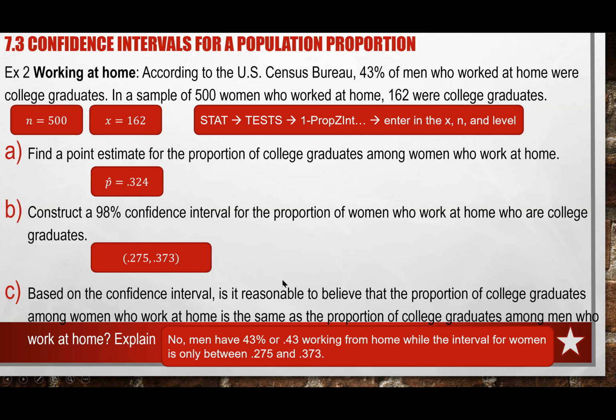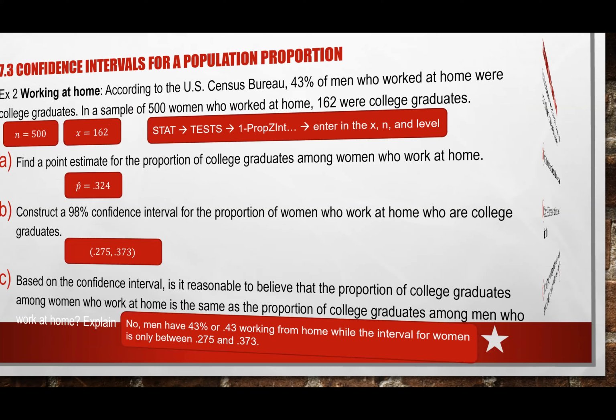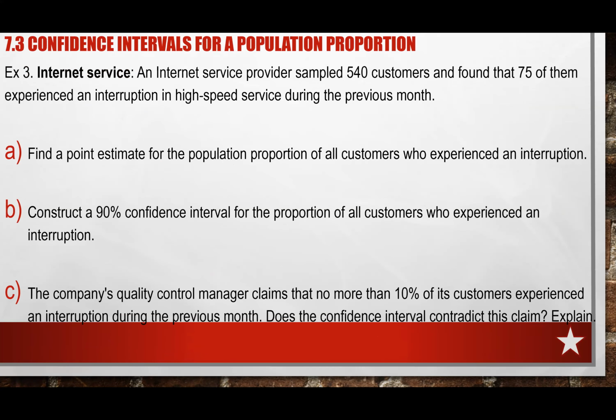Looking at this item, let's take a look at this problem here. Similarly, let's take a look at this particular problem. They give us this information: an internet service provider sampled 540 customers and found that 75 of them experienced an interruption of high-speed service during the previous month. Let's say the previous month we had a lot of hurricanes. They ask you to find a point estimator for the population proportion.